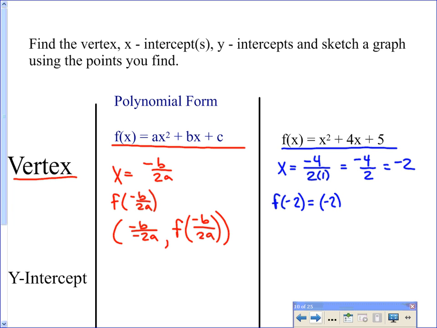So that's negative 2 quantity squared plus 4 times negative 2 plus 5. And so that tells me the f of negative 2 is going to give me 1. Okay, so now I have the vertex at the point negative 2, 1. All right, so there's that example.